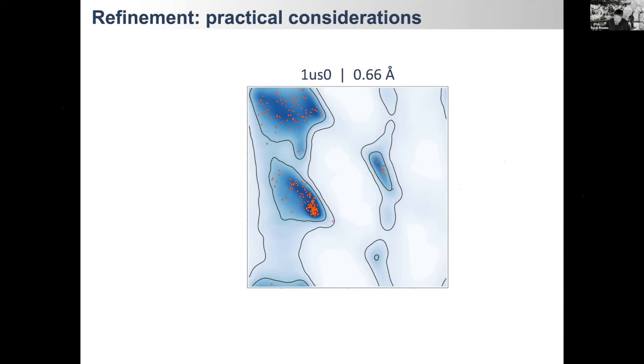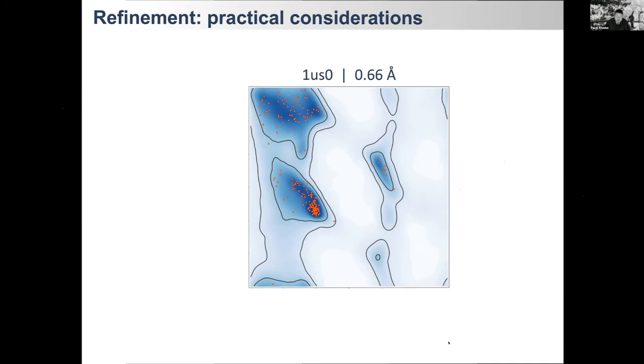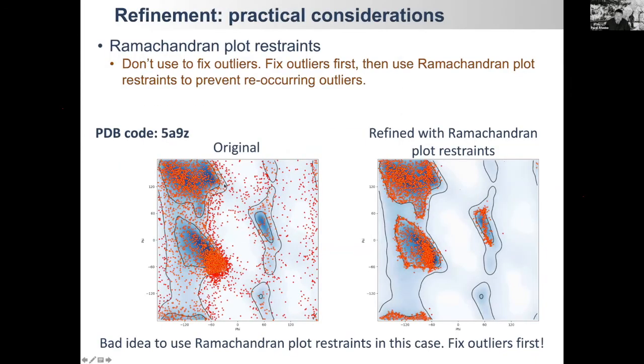But if you have something like this to begin with, you do not want to use Rama channel plot restraints to address the problem, in inverted commas, right? So you really want to fix these outliers yourself first, then run refinement to make sure they are snug in place, but you don't want to force these outliers blindly to go into allowed regions.